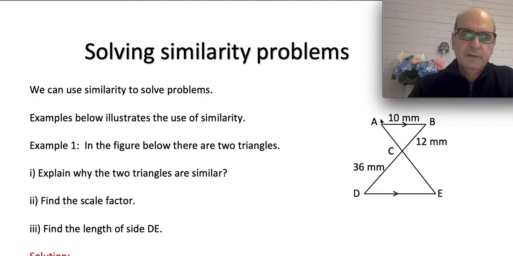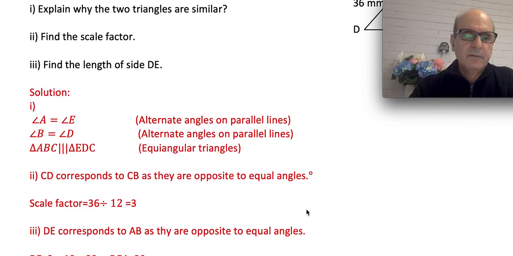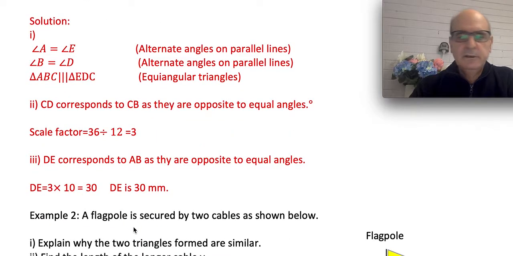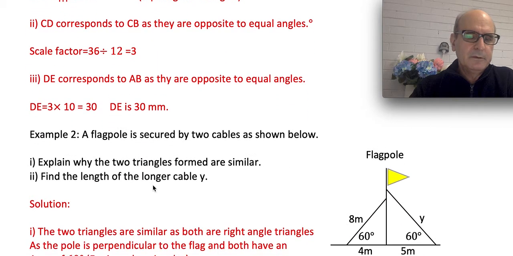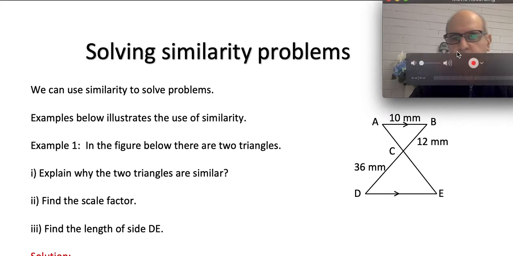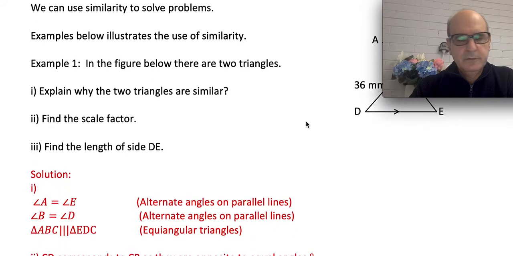So then we need to times 10 by the scale factor to find DE. So 10 times 3 is 30. So DE is 30 millimeter. Why millimeter? Because the given side was in millimeter.